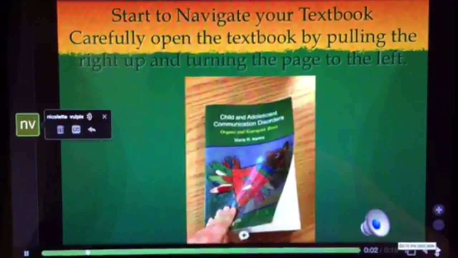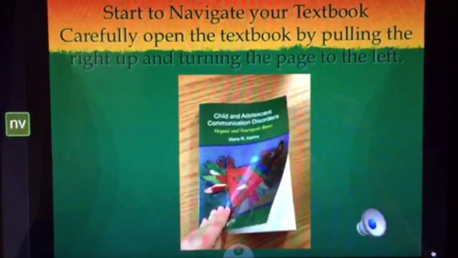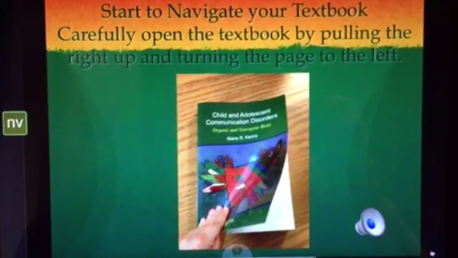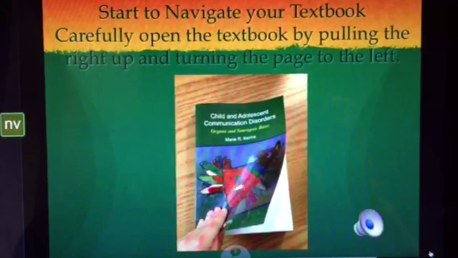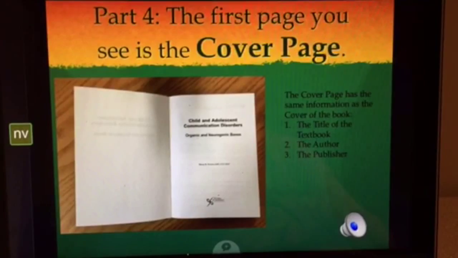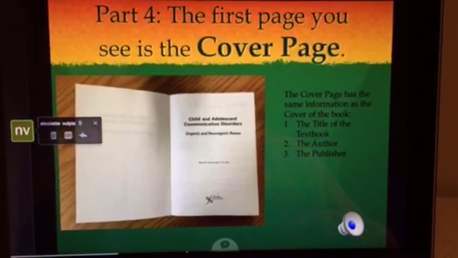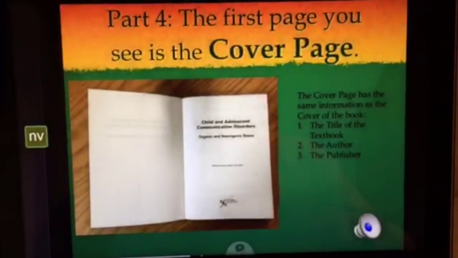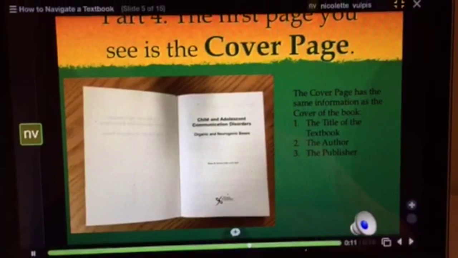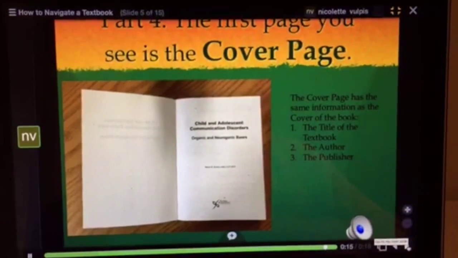Now that we have our book the right way, let's start to navigate it and see what's inside. Carefully open the textbook by taking the right side of the page and turning it to the left. The first page you will see is called the cover page. The cover page has the same information as the title page. The cover page has the title of the book, the author, and the publisher.